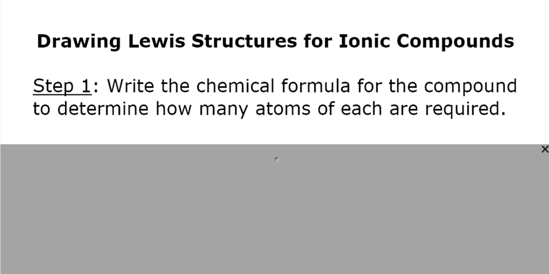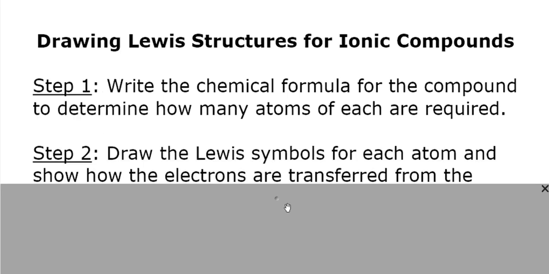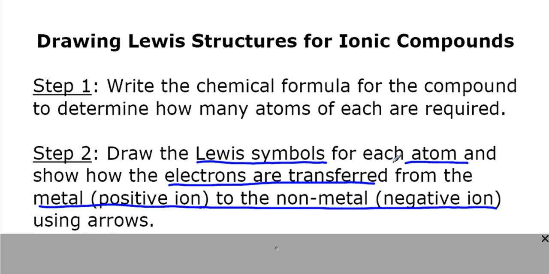Step 1, if you're not given a chemical formula for the compound, you need to make sure you figure out how many atoms you have, and we'll go over that first. Next, what you're going to do is draw Lewis symbols for each atom, and then you're going to show how electrons are transferred. Electrons go from the metal, the positive ion, to the nonmetal, which is the negative ion, using arrows. We'll walk through those steps together.